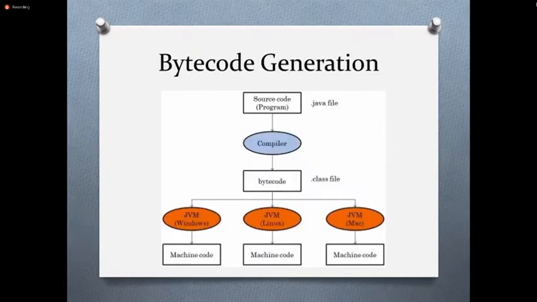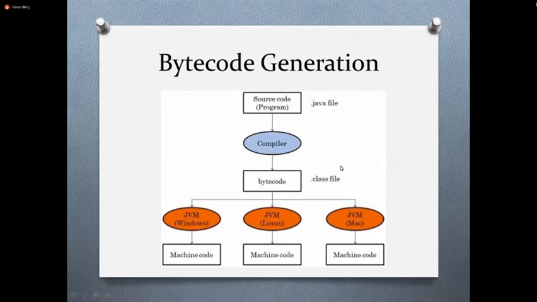Diagrammatically, I can show you how this bytecode is generated. Source code has the .java extension. Then the source code goes through the compilation process in the compiler. Then the compiler generates the bytecode, or the .class file. Depending on the OS, different .class files will be generated.